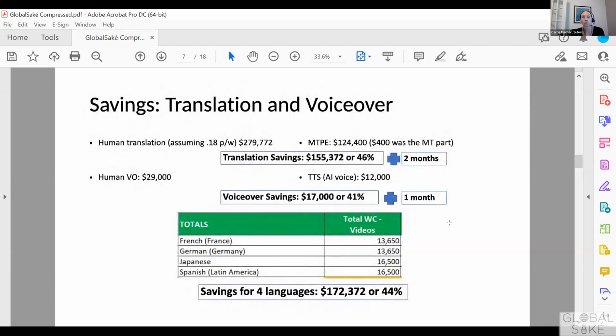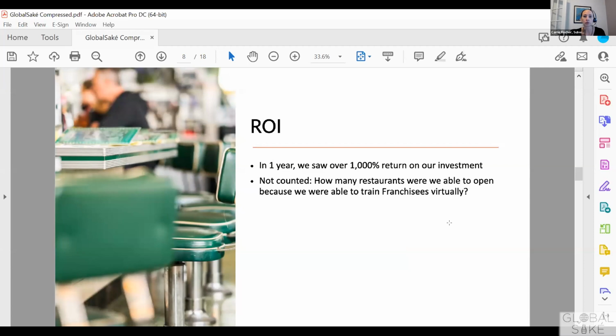I know that a human being can speak 10,000 words in 1 hour, and you can see the word counts that had to be spoken there. But there's so much else that goes into it, like finding the talent, approving the talent, getting the talent in there. And by the way, there's 8 people that you've got to figure out. But in 1 year, we saw over 1,000% return on our investments.